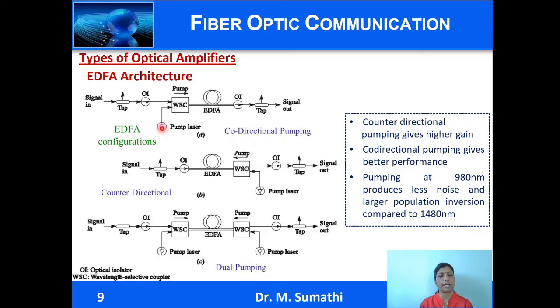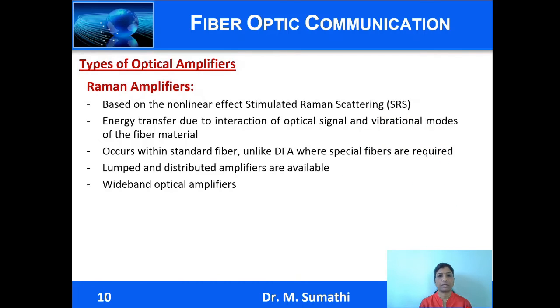A single pump or multiple pumps can be used, and the pumping can be co-directional, that is, the pump is in the same direction as that of the propagating signal, or it can be counter directional, in a direction opposite to the propagation of the signal, or a combination of both co and counter directional pumping called dual pumping. Counter directional pumping gives higher gain and co-directional pumping gives better performance with less noise. And pumping at 980 nanometers is preferred over 1480 nanometers because of low noise and higher population inversion that is possible. Next, we shall look at Raman amplifiers.